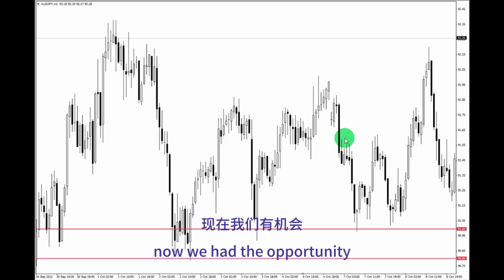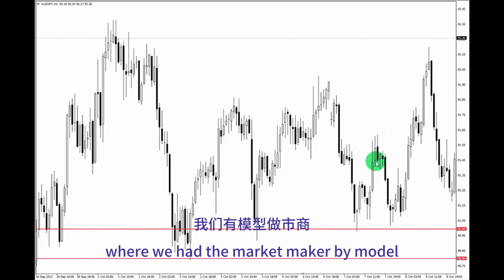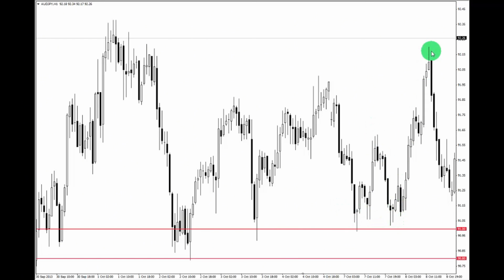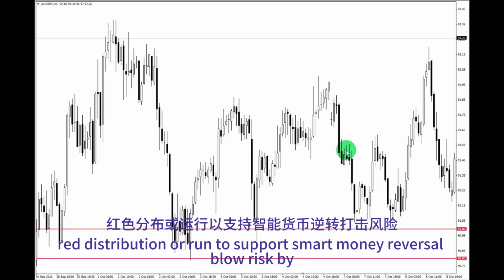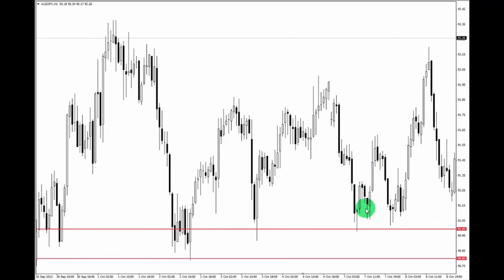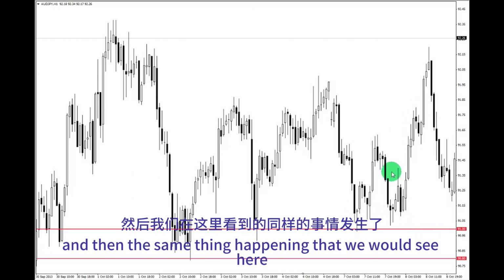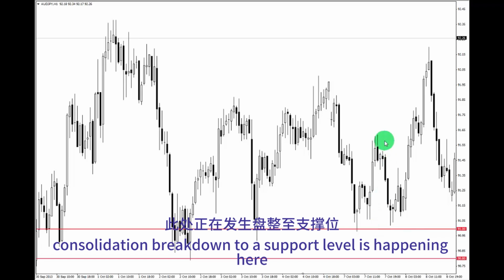Now, we had the opportunity to look at the market over here in volume 6, where we had the market maker buy model, where we had a consolidation, move down into a buying opportunity, moved up and took out the original consolidation over here. Okay, consolidation, redistribution, or run to support, smart money reversal, low risk buy, back into an area of the reversal point, and then the same thing happening that we would see here, a buy model, consolidation, breakdown to a support level, is happening here.